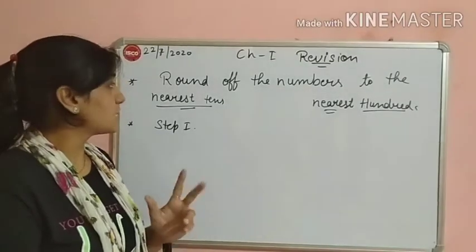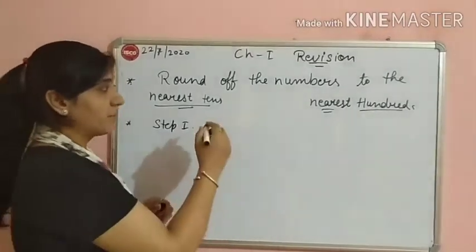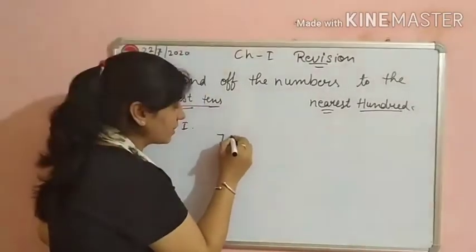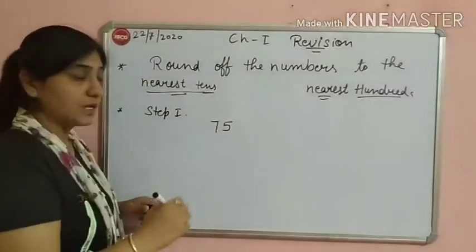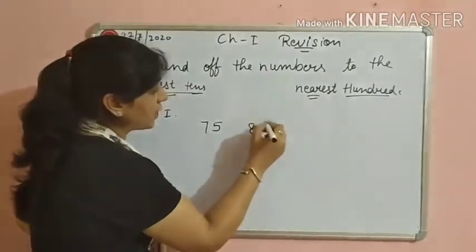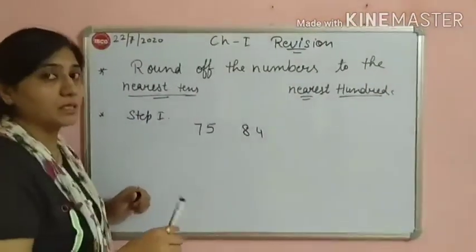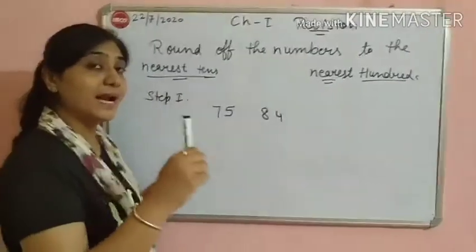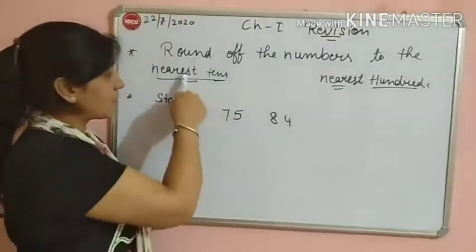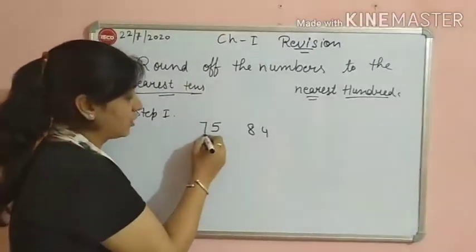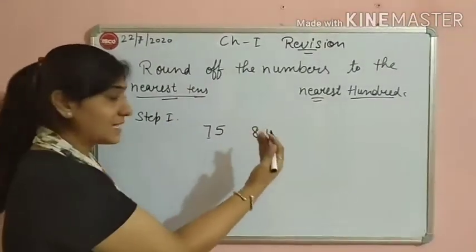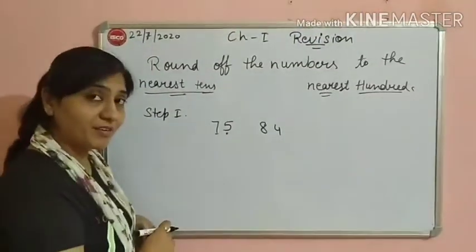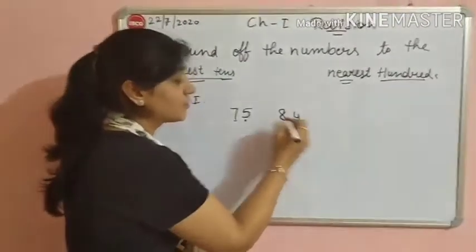It means if your question is asking to round off the given number to the nearest 10, I am taking one number, 75, and 84. I am taking two numbers. According to step number 1, you have to look at the right side digit of the given place. It means now the place given is 10. So we have to check the digit on the right side. Right side digit is this one. See, the digit is 5 and here the digit is 4.